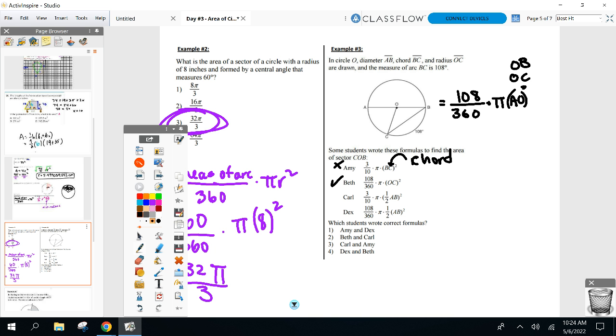Well, let's see. 3/10 is fine. Pi. Is it okay they did 1/2 of AB? Because what is AB? Diameter. You take half of it, you get a radius. Way to go, Carl.